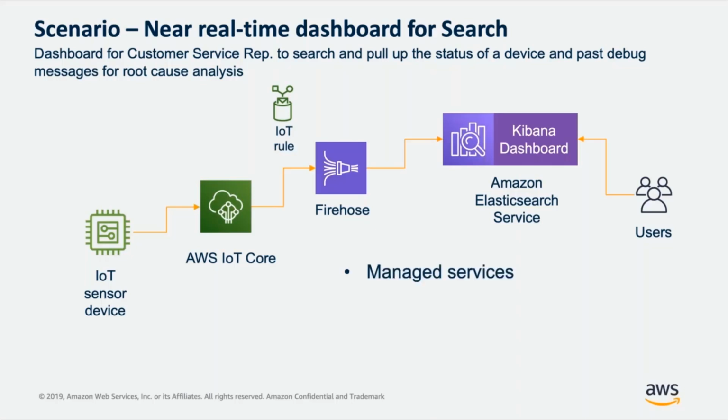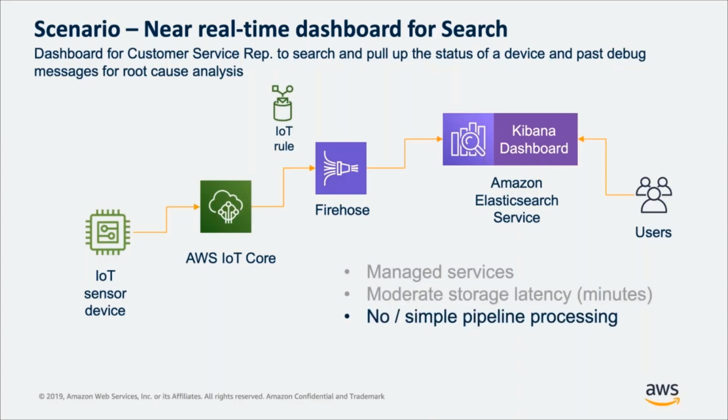So some of the characteristics of this solution are, again, it uses managed services. The storage latency is in the order of minutes based on the batching used in Firehose. There is no processing, or very simple pipeline processing, that is done in this architecture. And the dashboard response time is very fast because the data is indexed and you can limit your search query to a specific date range in Kibana, as well as provide additional filters. So in summary, users can search the Elasticsearch index and look up records for events that have come in. And in this way, you can build a sort of near real-time dashboard for search.